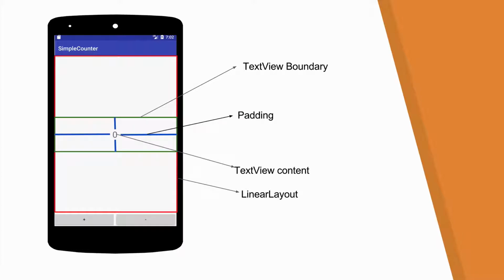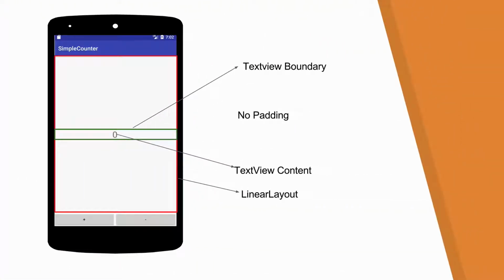There are separate attributes for all the different paddings in Android, and we can set them individually to different values. Go ahead and check that out. When we remove the padding, all the space around the text vanishes. Currently, there is no space between the linear layout and the text view's border.